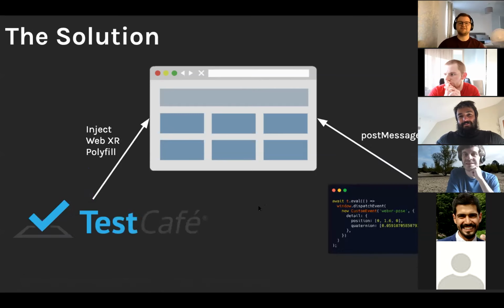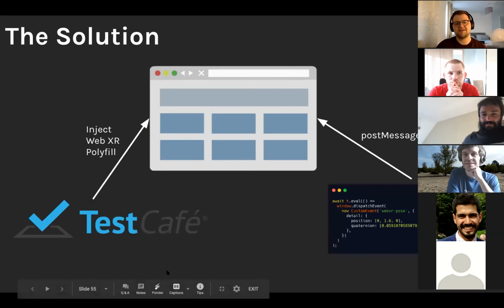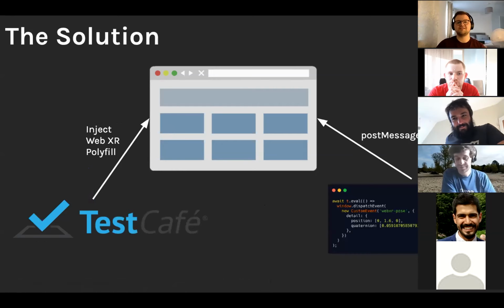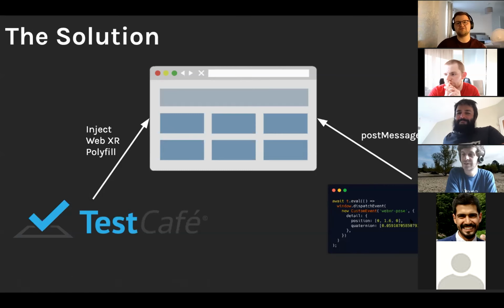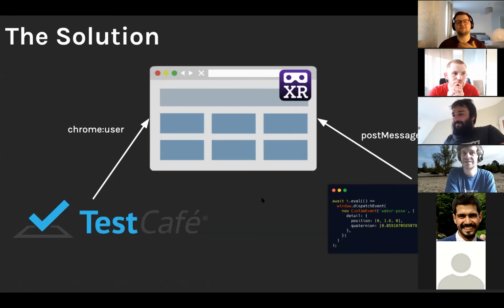There are two ways we can do this. We can use TestCafe again. They have a functionality called client script, and what this lets you do is inject JavaScript code into the browser you're testing. So we can inject that same WebXR polyfill into the browser. And then in our tests, we can dispatch those same events that get dispatched from the extension, which would let us control the VR viewport and the controllers and the buttons that get pressed from our tests.